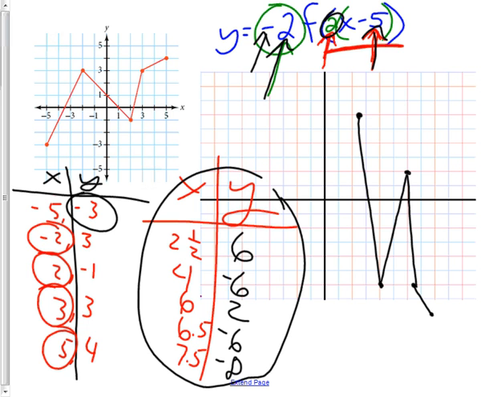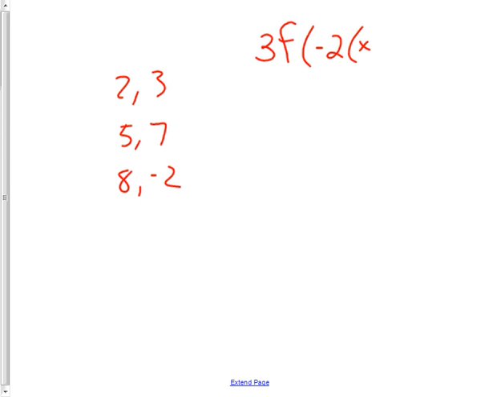So I'm going to give you one like that. I want you to try this one. Let's say I gave you 2, 3, 5, 7, and 8, -2. And that's so that it was just simple. Those 3 points got connected by dots. And I want you to do this to it. 3f of -2x minus 1. Those are your parent points. Make me the child.